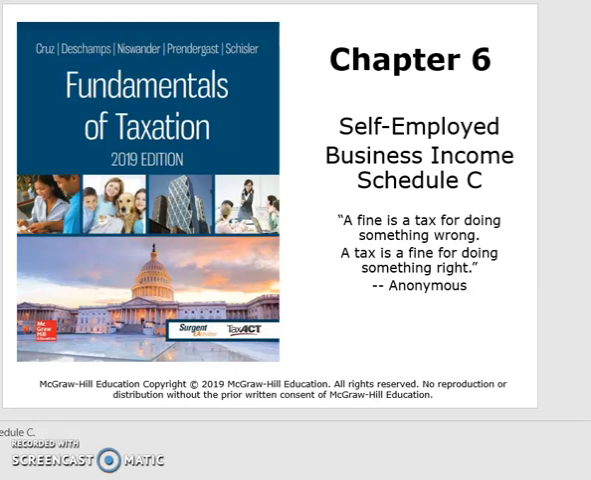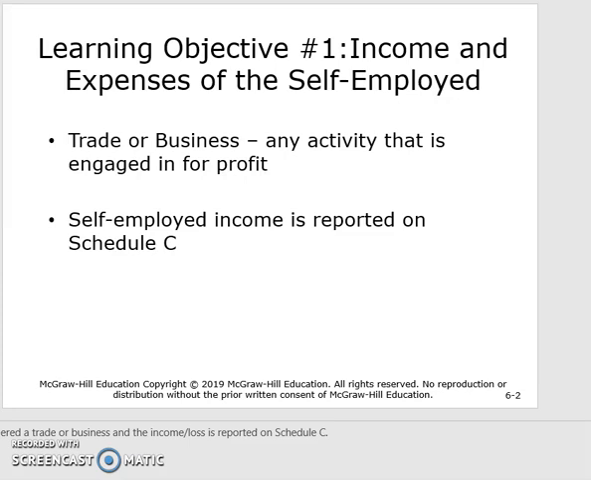In Chapter 6, we're going to discuss self-employed business income and the Schedule C that our self-employed business income is filed on. A trade or business, as defined by the IRS, is any activity that is engaged in for profit. Self-employment income is reported on the Schedule C when preparing a taxpayer's tax return.